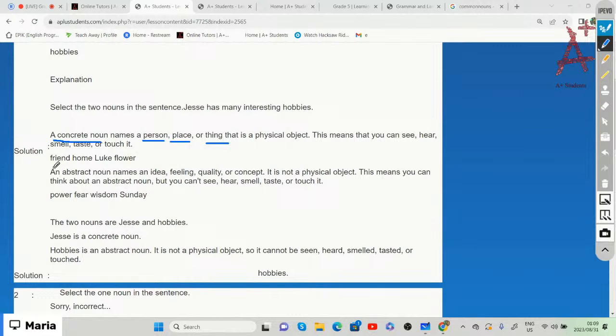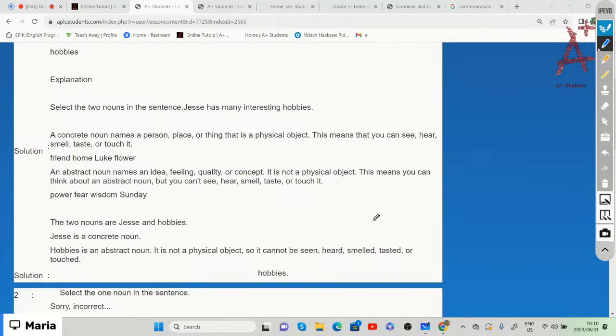All right, so that is again the difference between a concrete noun, right? A concrete noun is things that are physical, people that we can physically see, or places that we can physically see. It means that you can see these things, you can hear these things, you can smell, taste, or even touch those things, right? Whereas an abstract noun, once again, names ideas. That is why they say a noun names a person, place, a thing, as well as ideas. And that is where the abstract noun comes in.